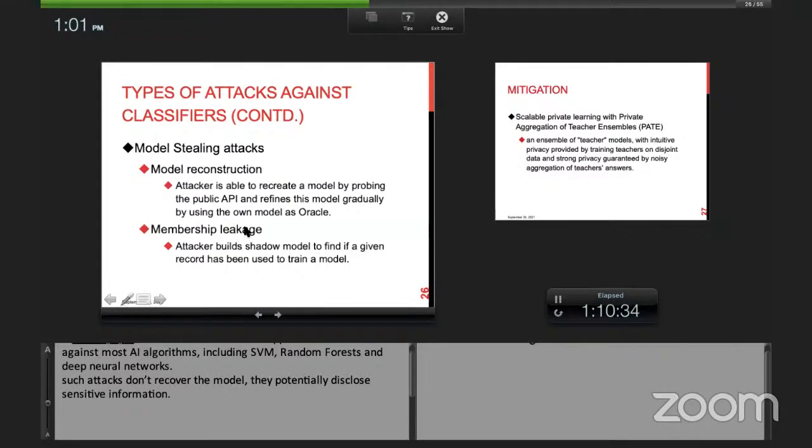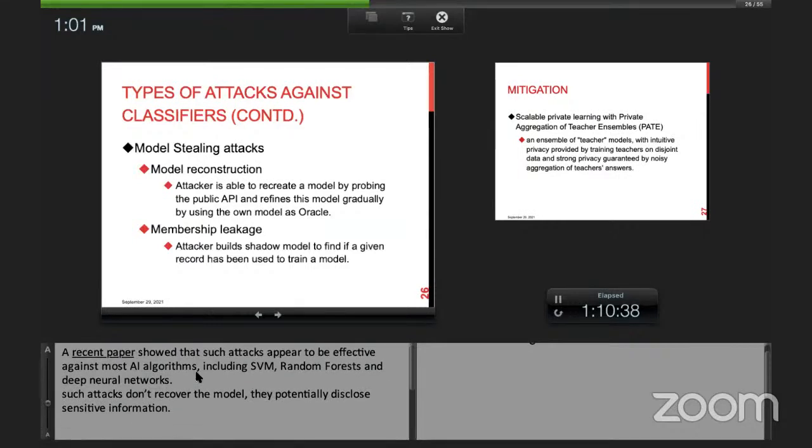The attacks involve model reconstruction. Here the attacker is able to recreate a model by probing the public API and gradually refining this model, using the original model as its oracle. So at first, by probing whatever public API is there, the attacker has to work hard enough to recreate the model by probing the public API only. Then he takes this model as his best and goes on refining it until the attacker gets the desired output. And the other is membership leakage.